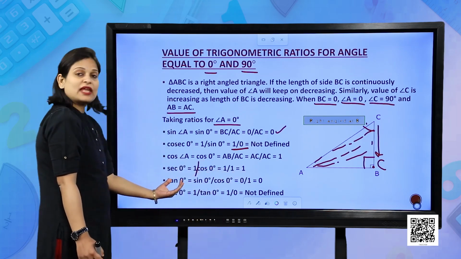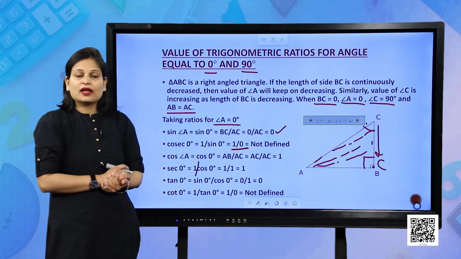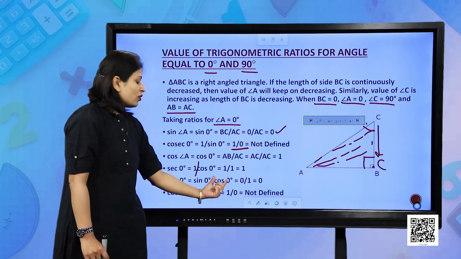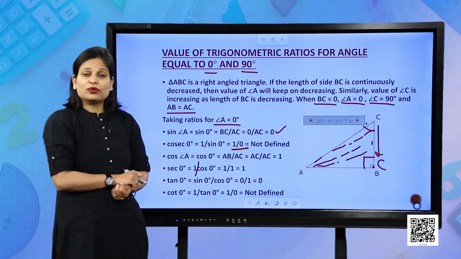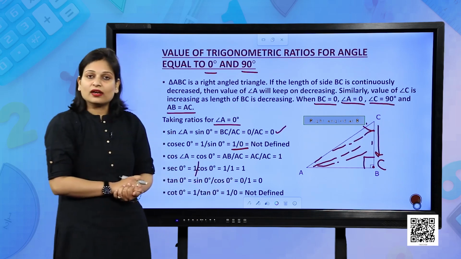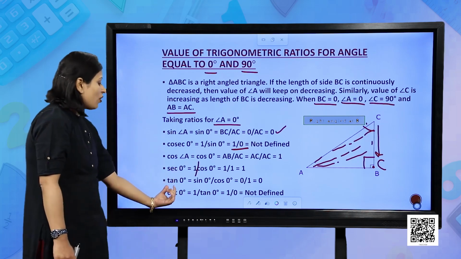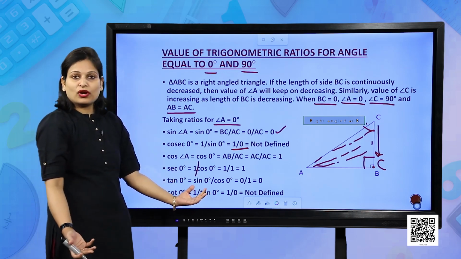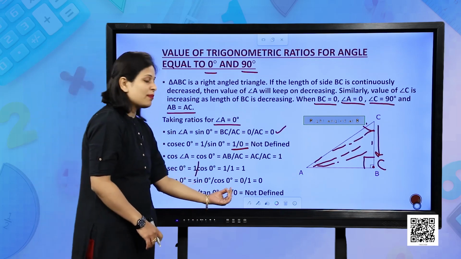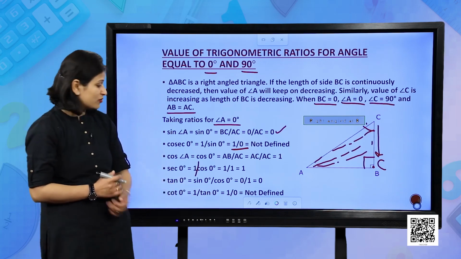Now comes tan of 0 degree. Tan is what? Sine upon cos. So, I can say sine of 0 degree upon cos of 0 degree. Sine of 0 degree is 0 and cos of 0 degree is 1. So, 0 upon 1 is always 0. Cot function, cot of 0 degree, is the reciprocal of tan function. So, 1 upon tan 0 degree means 1 upon 0, and 1 upon 0 means not defined, which is infinity also.